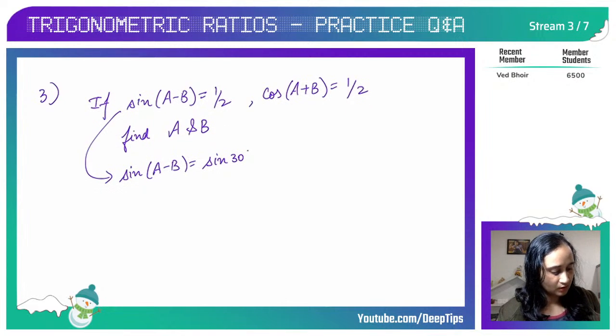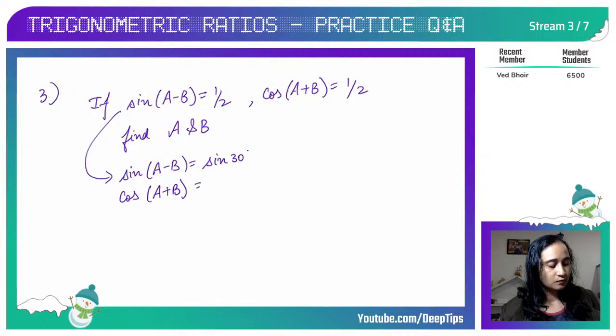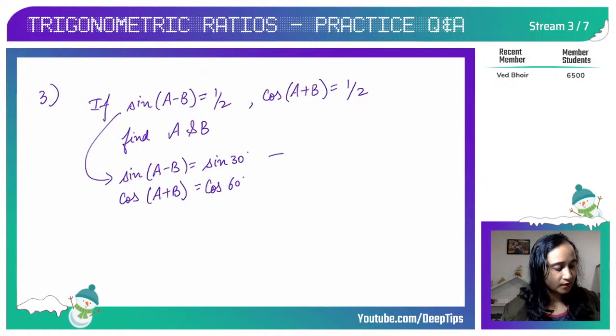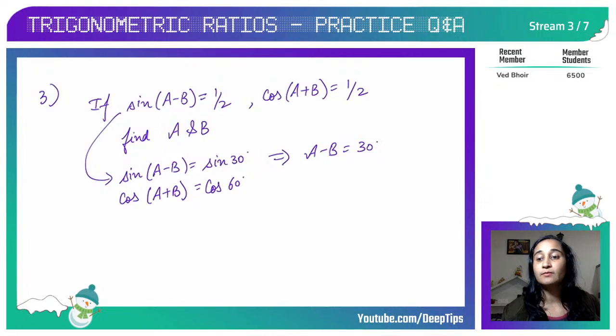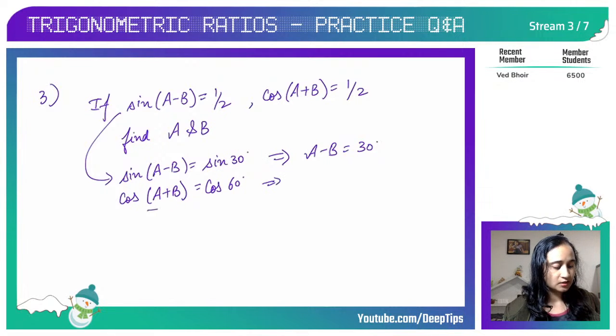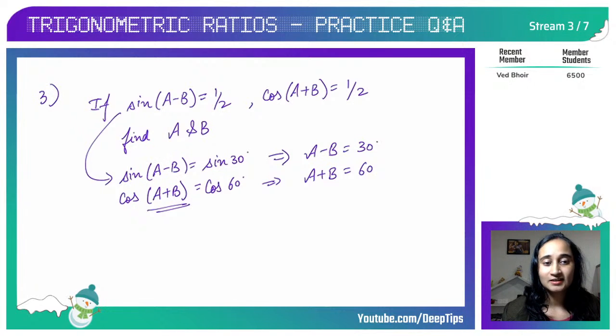Okay, so now cos A plus B is also equal to 1 by 2. So we know that it is equal to cos 60 degree. Now if you equate these, here I get theta equal to 30 degree. Here my theta is A minus B, and in my second equation theta is A plus B. So I'll write here A plus B equals 60 degree. Now you can clearly see I got two linear equations, A minus B equals 30 degree and A plus B equals 60 degree. So we know how to solve linear equations, correct? So let's solve these.